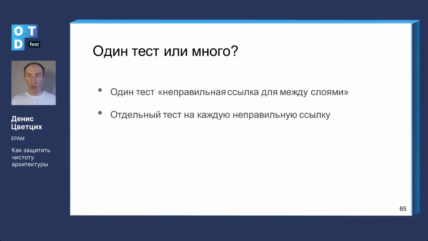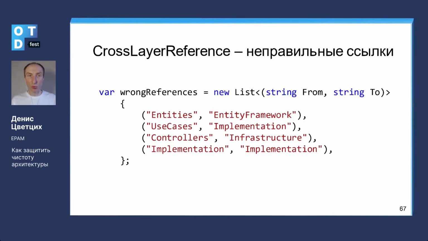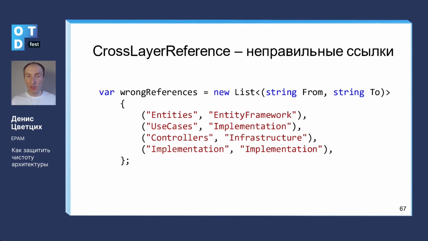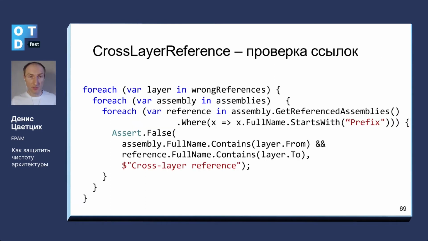Probably it's good to run one major test that tests everything, or you can run a test for each incorrect reference. My approach would be to have a single major test because it has a lot in common. How will it look? We see here that there are a number of implementations and frameworks. We see that there are different implementations. These are incorrect references. We load all assemblies of our projects that have the dedicated prefix and that are named in accordance with the convention, and then we run the analysis.